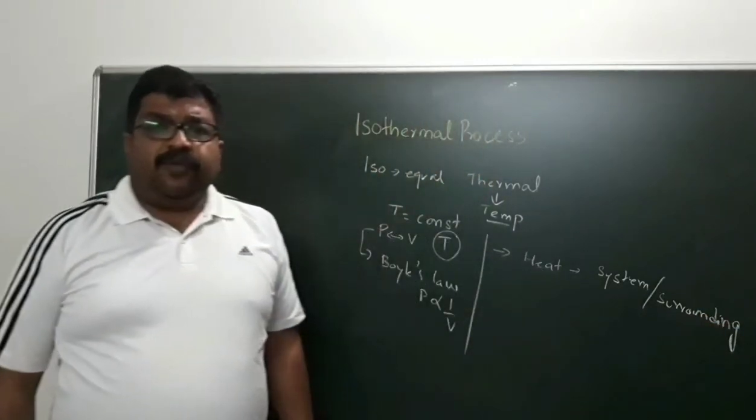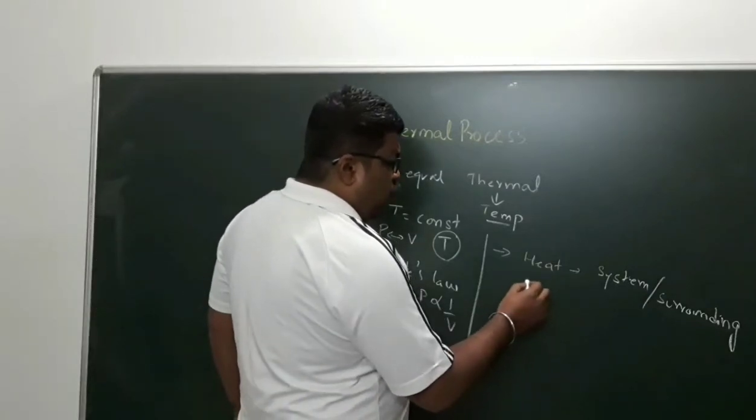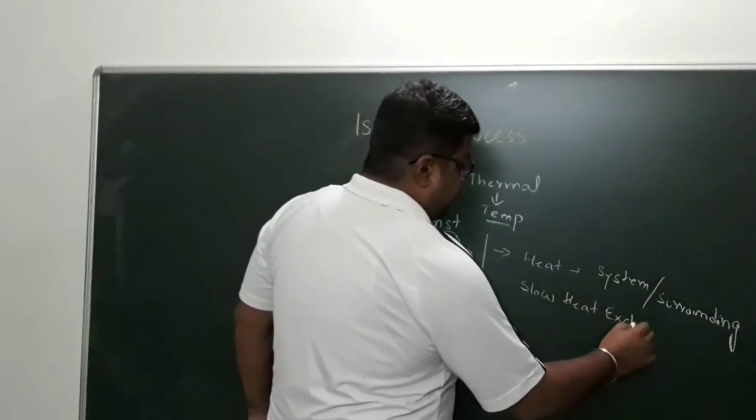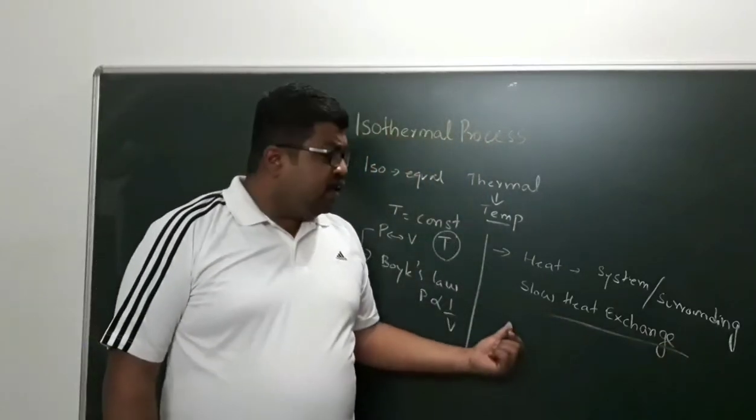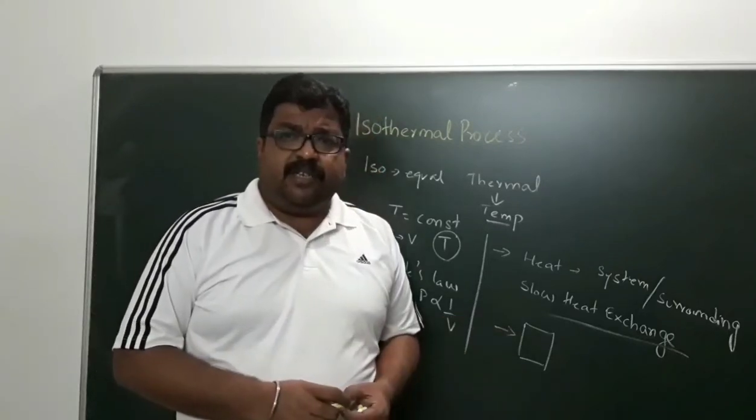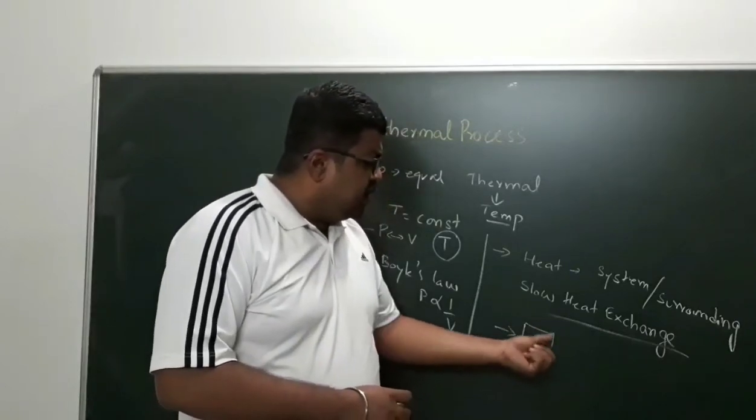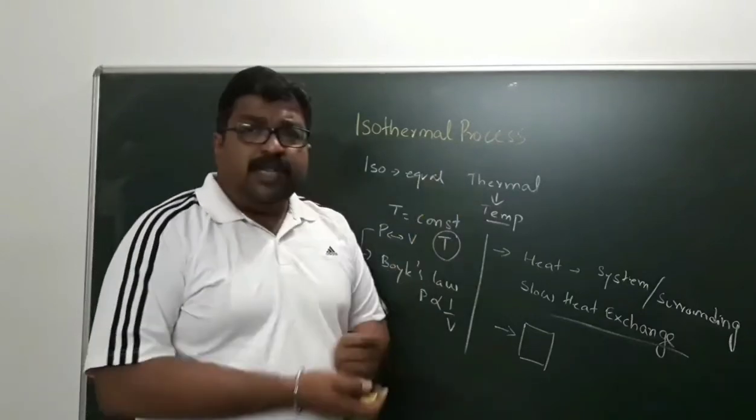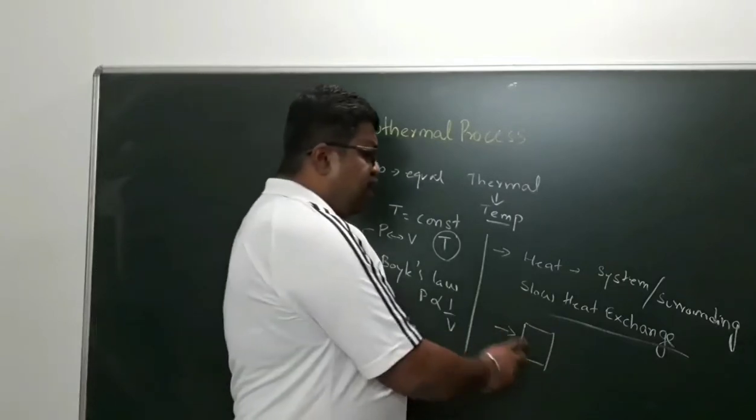So there will be exchange of heat between the system and the surrounding, but this heat exchange will be very slow. Now, what does that mean? That means that suppose this is a container and it contains some gas. If the process is isothermal, the condition will be that this container is a conducting container. The surfaces will be conducting.